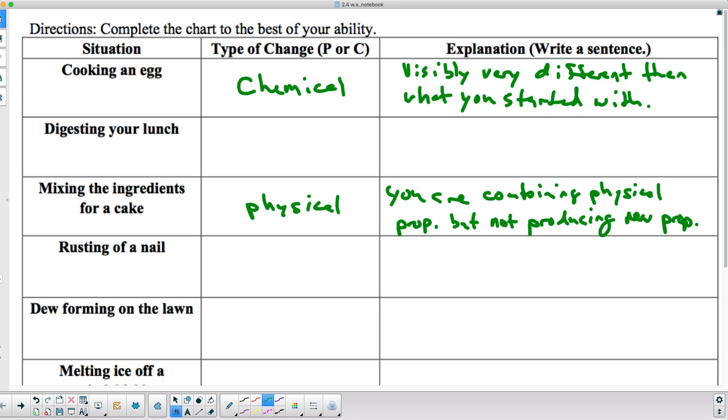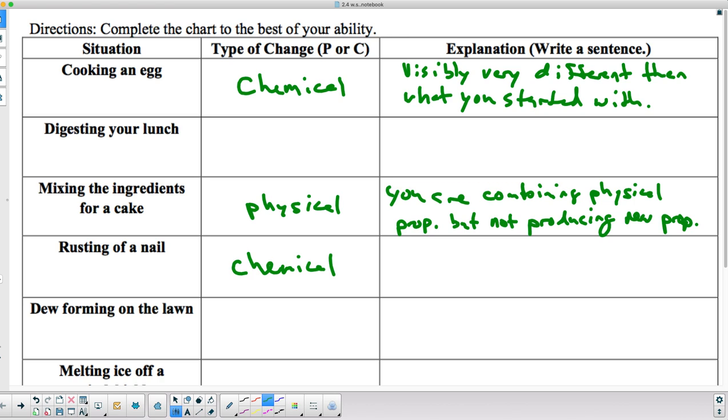Is that physical or chemical? What happens to the nail? The nail is silver or gray in color, and then it goes to a burnt orange, a brown orange color. That is a very different color, silver to brown orange. So yeah, that's definitely different. You have something new being produced, so that's a chemical change. Something new is being produced.